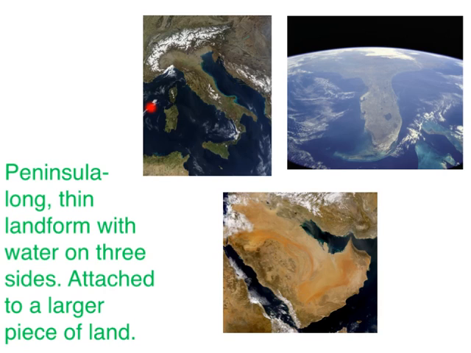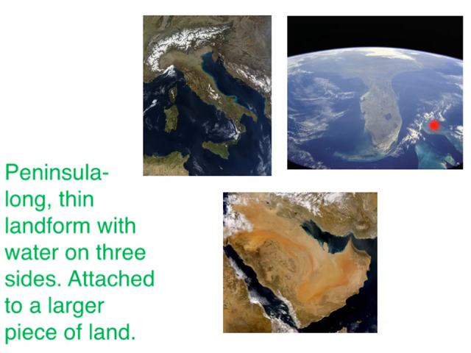So we'll look at the first one, which is here. This is called the Italian Peninsula, and it's a long, thin piece of land. This is the country of Italy, which is why it's called the Italian Peninsula, and it has water on 1, 2, 3 of its sides, and then on its fourth side it's connected to the rest of Europe.